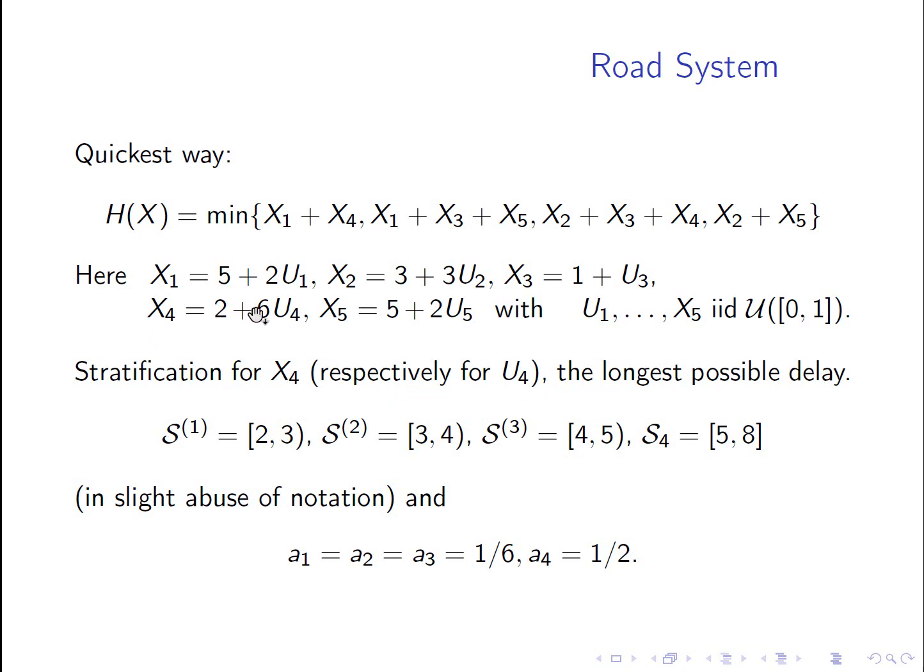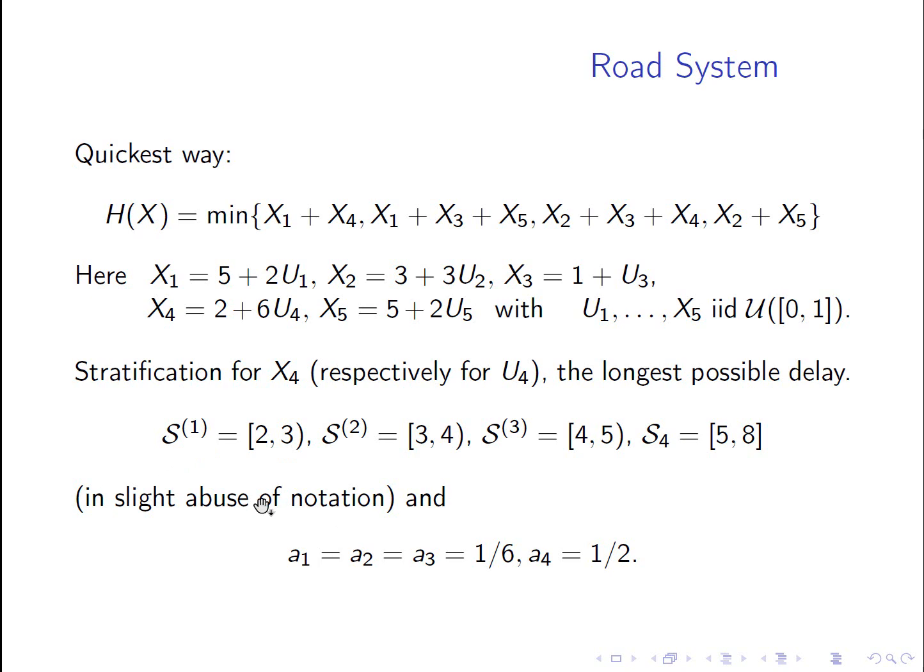Okay, and here, if I look at x4, x4 can take values between 2 and 8. And now I cut this into several pieces: from 2 to 3, from 3 to 4, from 4 to 5, and 5 to 8. So in S1, S2, and S3 we have comparably short delays, and in S4 are all the delays longer than 3. If I compute the corresponding probabilities that x4 takes values in S1, S2, S3, S4, we are getting 1/6 for the first three strata, and 1/2 for the last stratum.